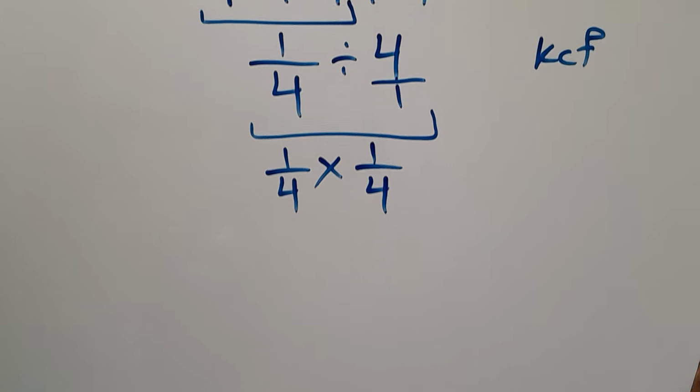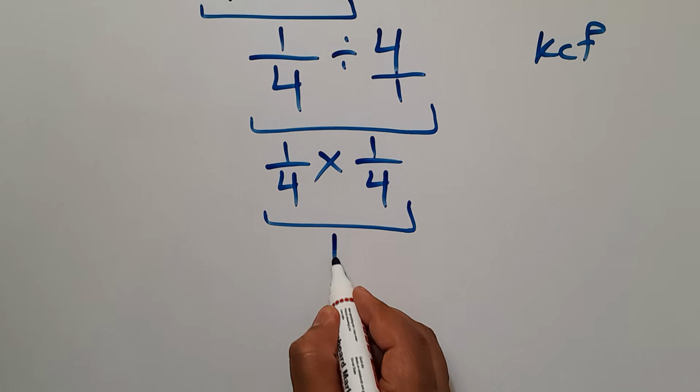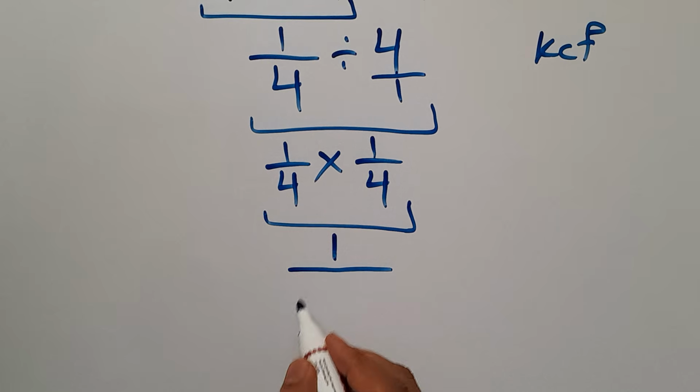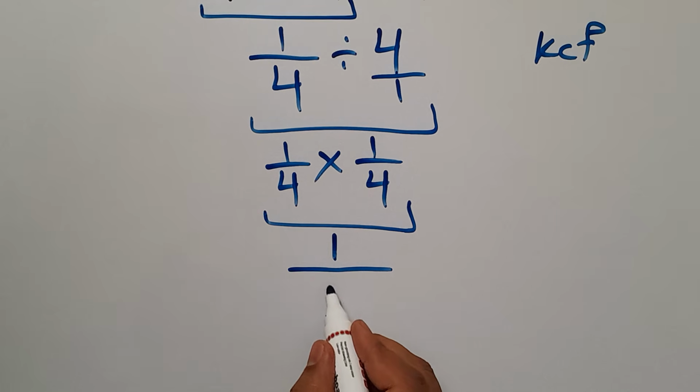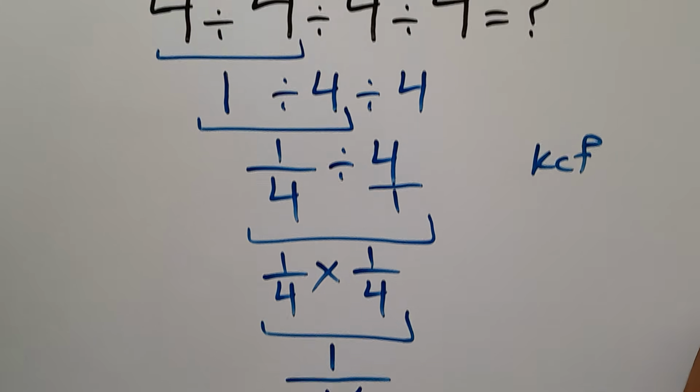Okay? And this is equal to 1 times 1 gives us 1, and 4 times 4 equals 16. So our final answer to this problem is just 1 over 16.